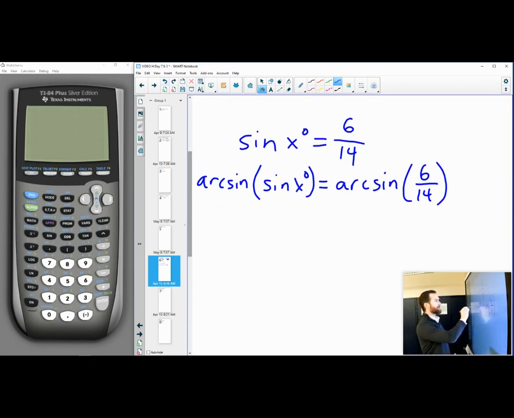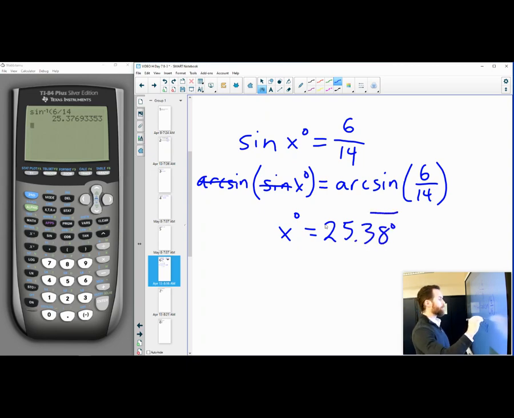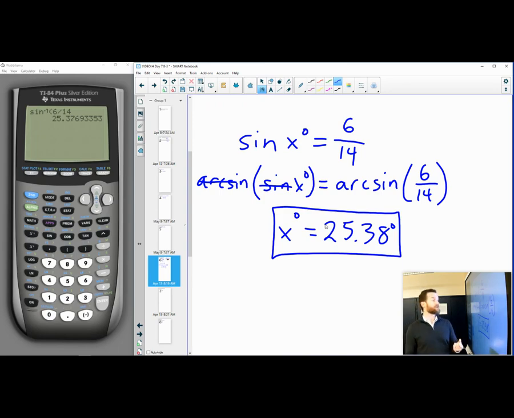And on the left side, this cancels out, and we're just left with x degrees equals, now we just plug that into a calculator, second sine for arc sine, and 6 over 14, we get 25.38. 25.38 degrees it rounds to, and we are finished. We're all done.